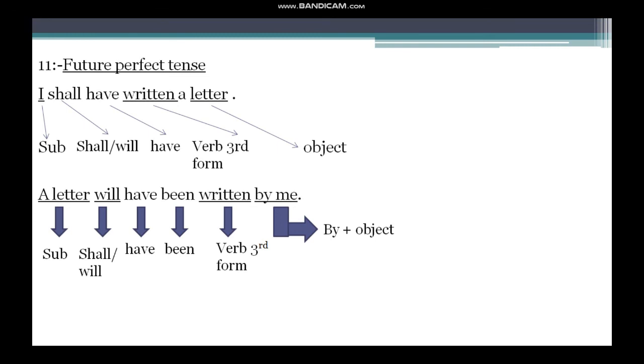by me. So all other changes will be the same, just like other tenses, means the object will be at the subject place, so a letter will come at the subject place, then we will write will, then have, then been, then verb third form, then by, then the subject will become object, so I will be me. In future perfect tense, the sentence in passive voice will be, a letter will have been written by me.